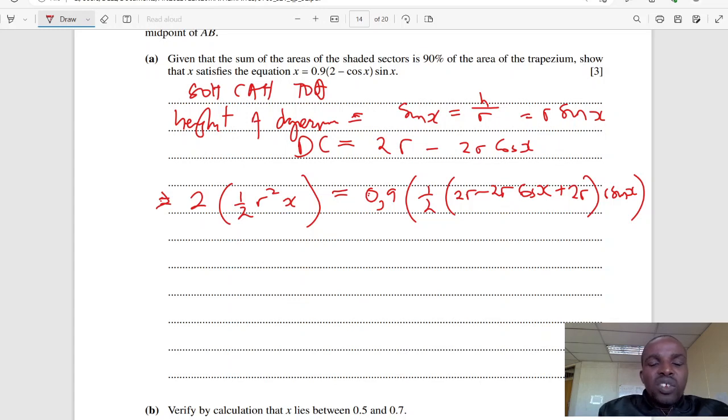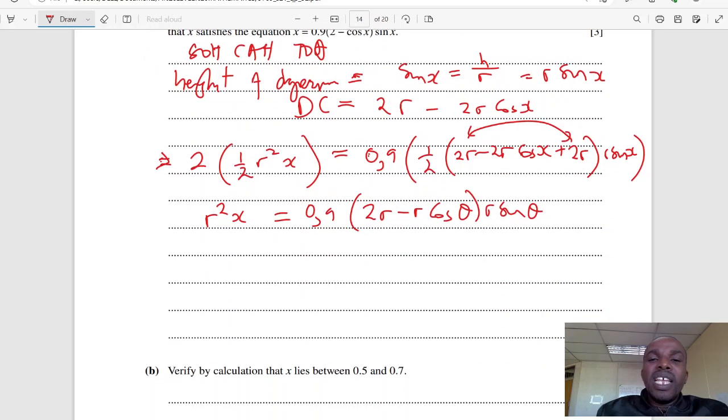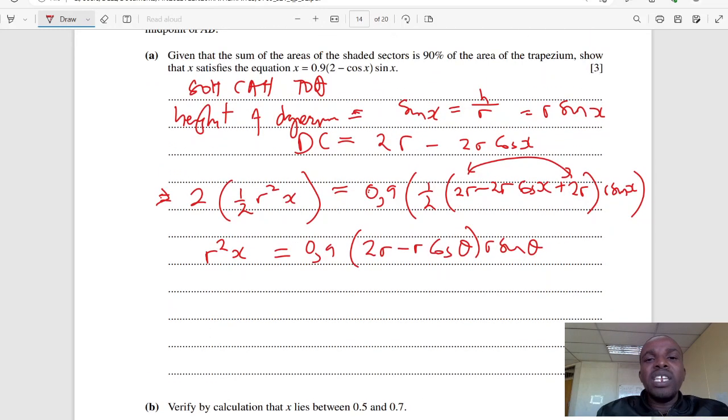Then remove this bracket, it will be R squared x is equal to 0.9 times half of this part. Inside here, I can multiply everything by 2, such that it will be reduced to, 2R plus 2R is what? Is 4R. So half of 4R is 2R. 2R minus R cos x, then times R sin x, like this. Then I have to show that it reduces to the given equation. In other words, I have to make x the subject.